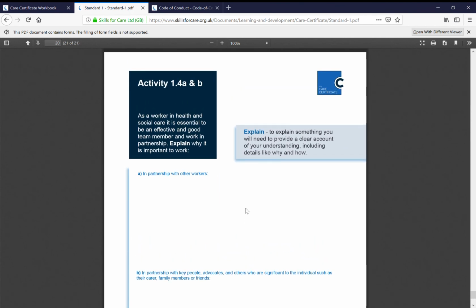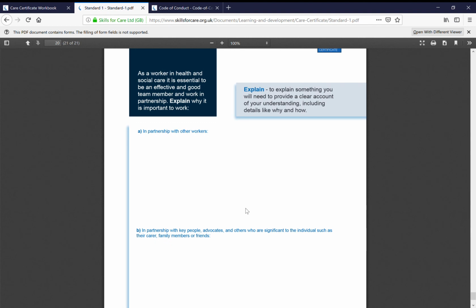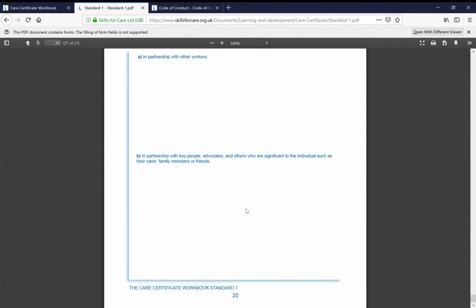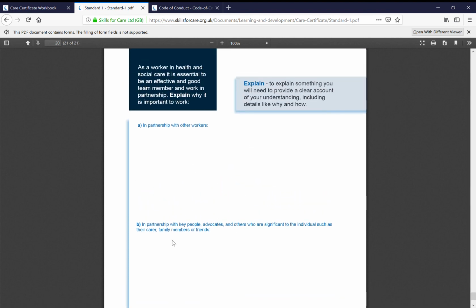So activity 1.4a and b. So as a worker in health and social care, it's essential to be an effective and good team member and work in partnership. Explain why it is important to work in partnership with key people, so advocates, people who work independently on behalf of the patient, and others who are significant to the individual, such as their carer, family members or friends. So why is it important? What issues may be caused if you don't work in partnership?